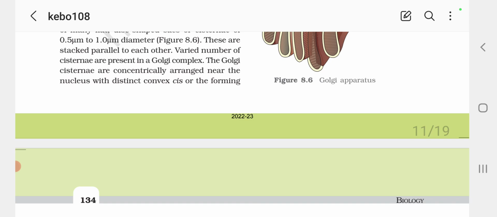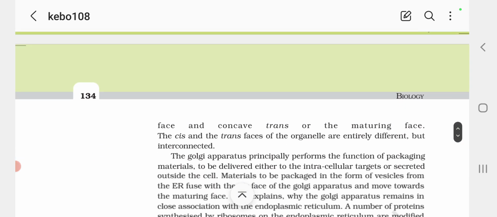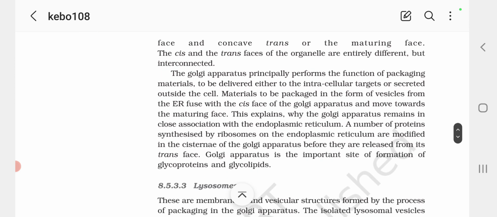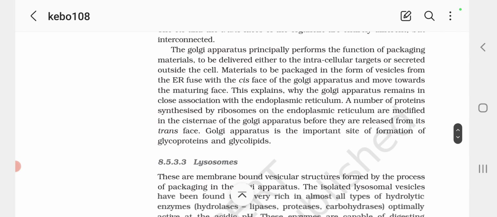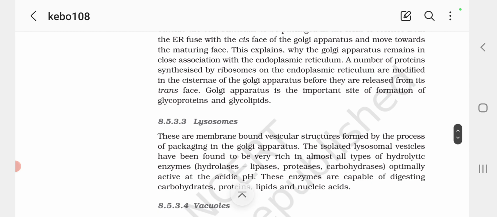concentrically arranged near the nucleus with distinct convex cis or the forming face and the concave trans or the maturing face. The cis and the trans faces of the organelle are entirely different but interconnected. The Golgi apparatus principally performs the function of packaging materials to be delivered either to the intracellular targets or secreted outside the cell. Materials to be packaged in the form of vesicles from the ER fuse with the cis face of the Golgi apparatus and move towards the maturing face. This explains why the Golgi apparatus remains in close association with the endoplasmic reticulum.